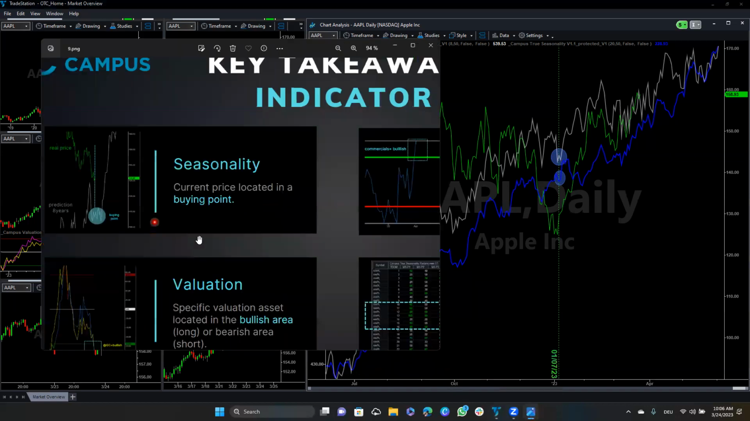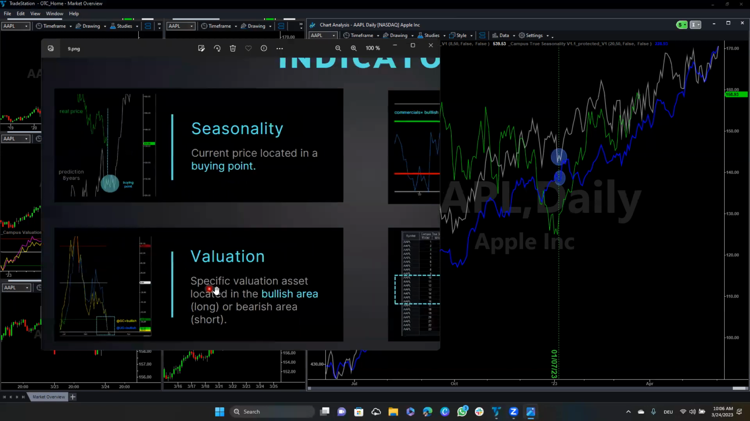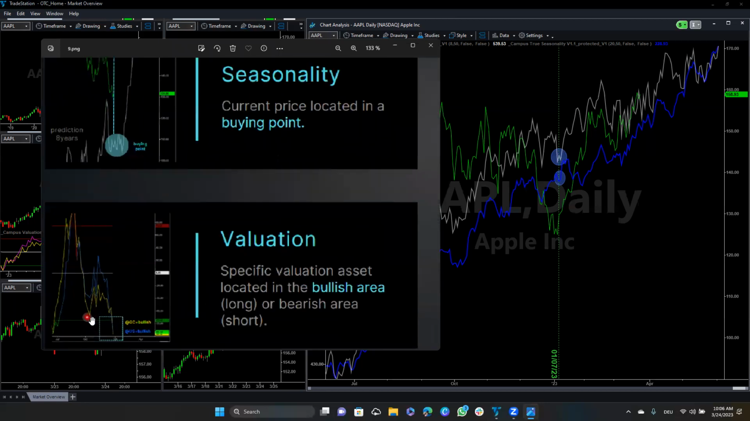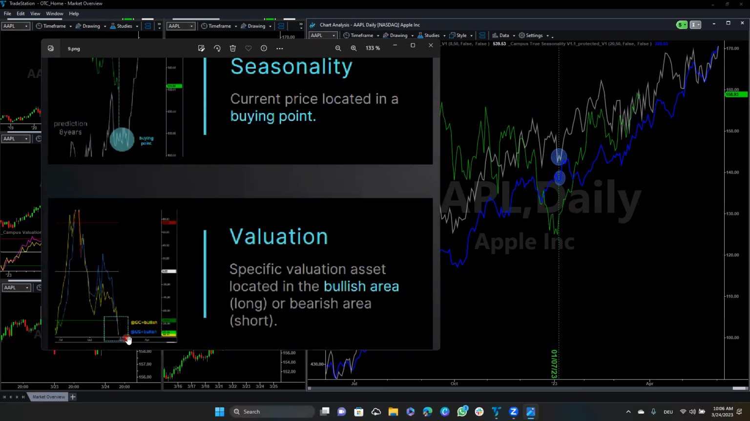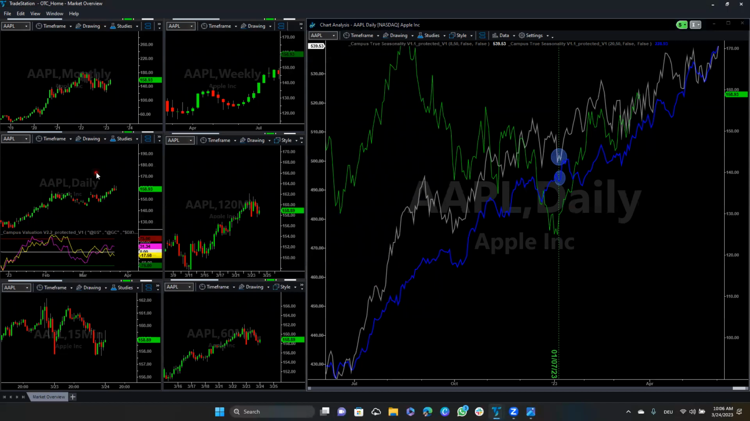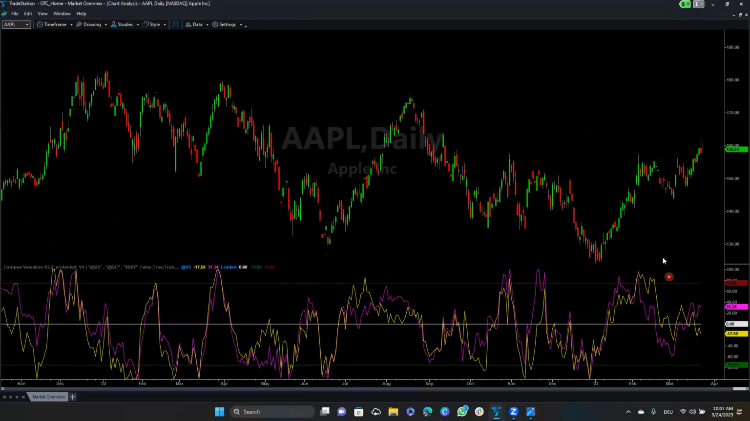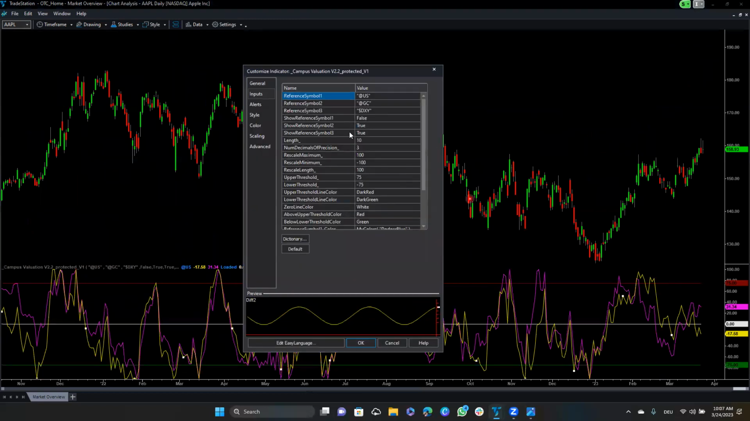The next one is the valuation. Specific valuation: asset located in the bullish area for long or bearish area for short, but we are looking, of course, for long here. Hammer candle is a bullish reversal. And here, for example, we use gold and the US Treasuries in the slide. Let's go here into our valuation, and here that is our valuation. I will change this here. I will go with gold, with the treasuries, with gold, but also with the US dollar. Okay, that means I also have to go here, true, everything on true.